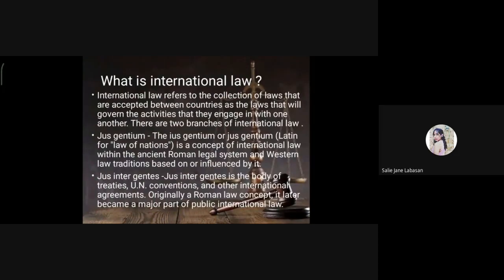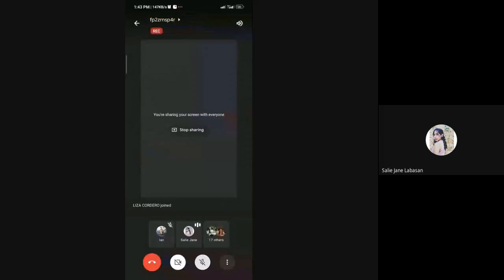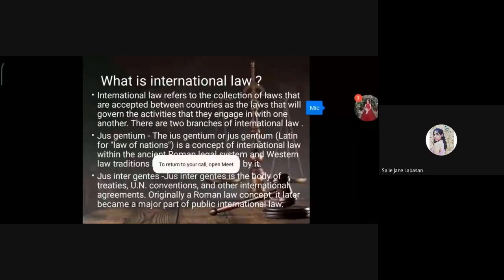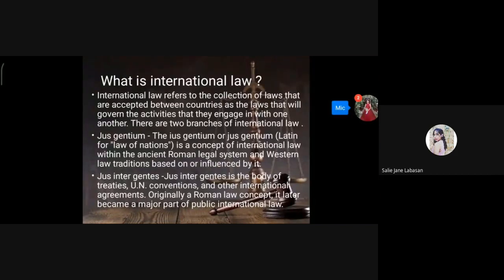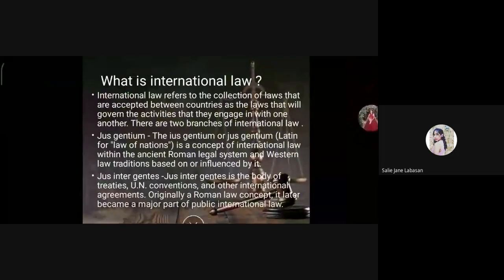And second is jus inter gentes. Jus inter gentes is a body of treaties, UN conventions, and other international agreements, originally a Roman law concept and later became a measure of public international law. So, jus inter gentes is an agreement between nations. So, next slide.